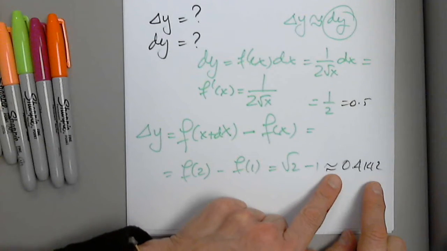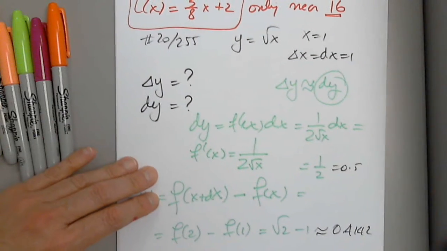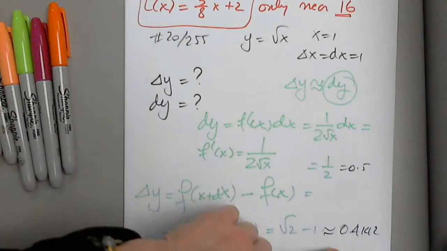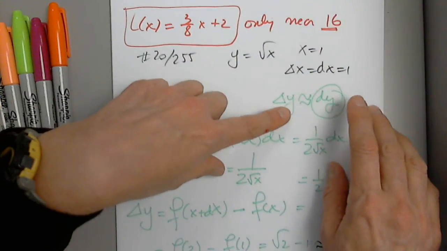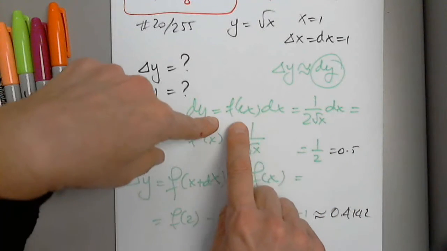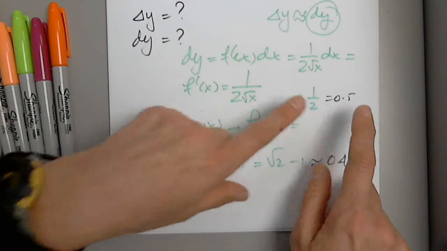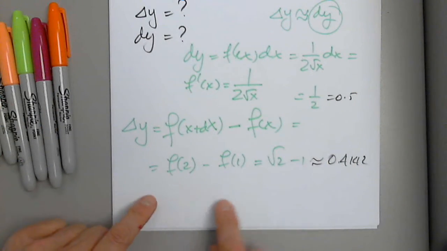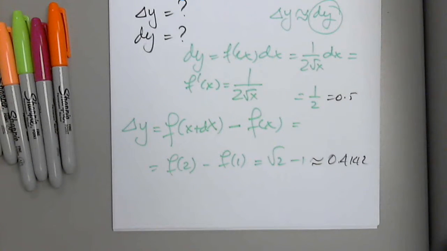This is the exact change in y, in error of the area, in error of radius, and any other word problem. So the exact change is 0.4142, and the approximation is 0.5 using differentials. Using the derivative, the approximation is 0.5. Not using the derivative and determining the exact difference, we get 0.4142.